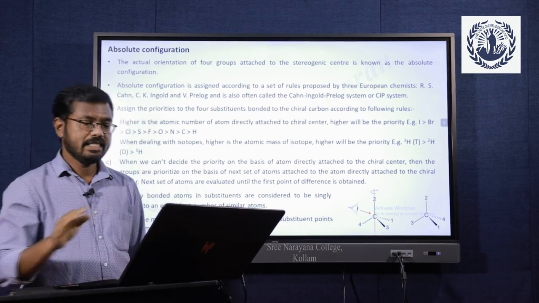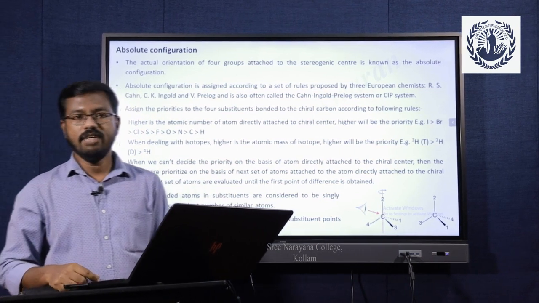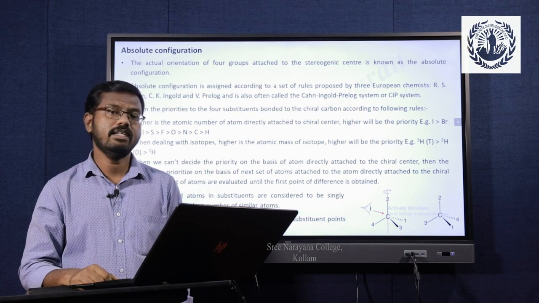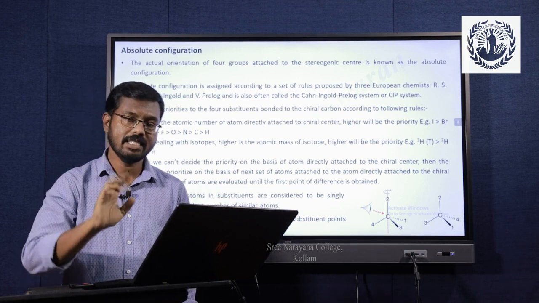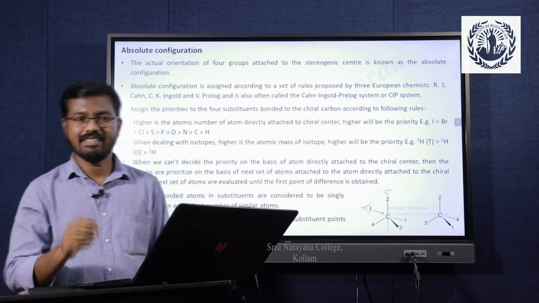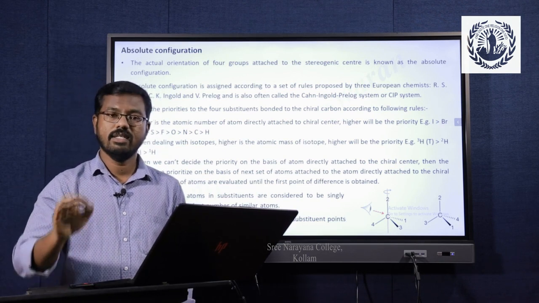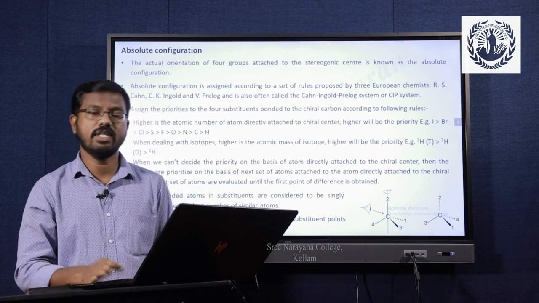The second rule is, if the atomic number is the same, then we should consider the mass number. For example, in the case of the isotopes of hydrogen, the one with the highest atomic mass gets the priority.